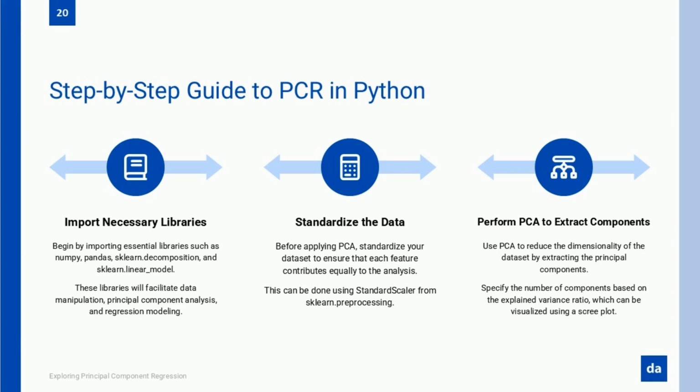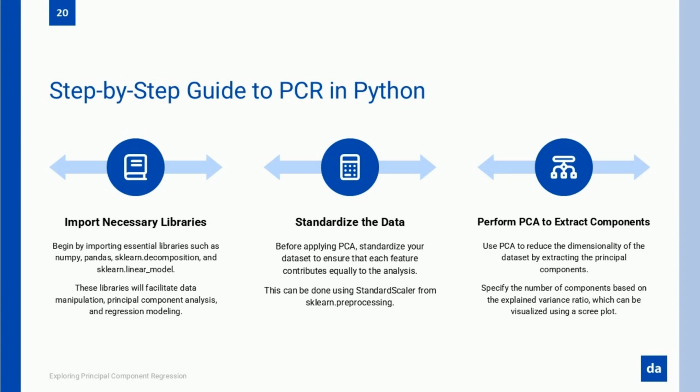Once the principal components are selected, the next step is performing regression. Instead of using the original predictor variables, the transformed principal components are used as input for a linear regression model. The fit method is applied to train the regression model on the principal components, and predictions can be made using predict. Since principal components are uncorrelated, this regression model avoids multicollinearity issues, resulting in more stable coefficient estimates.